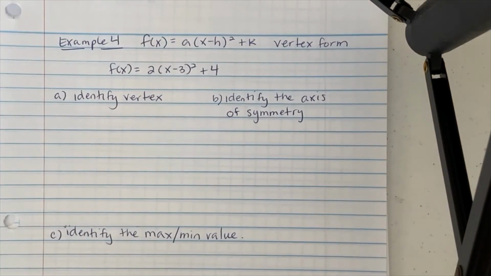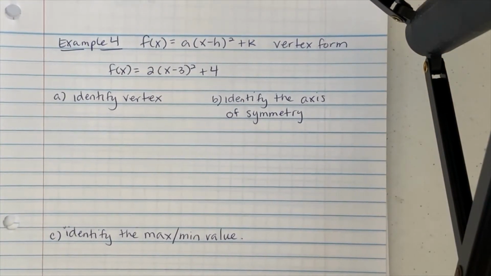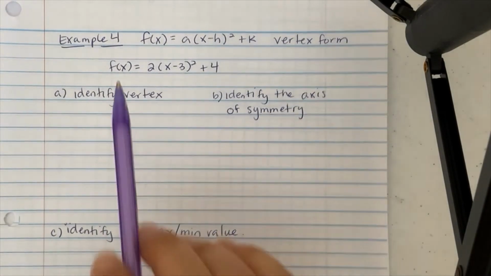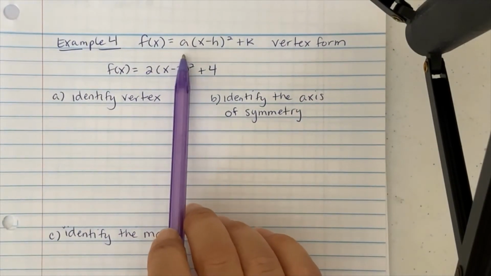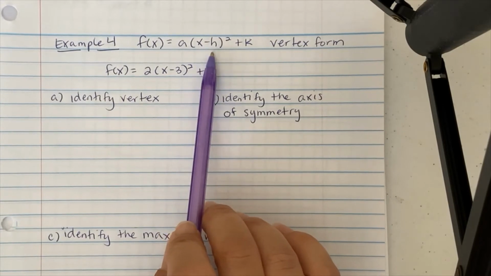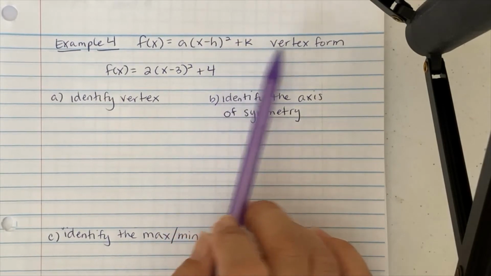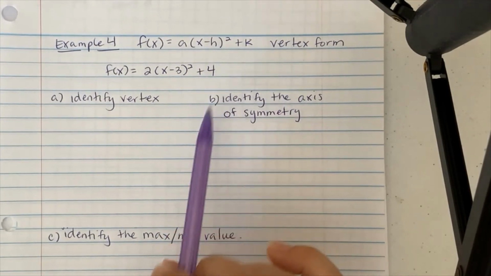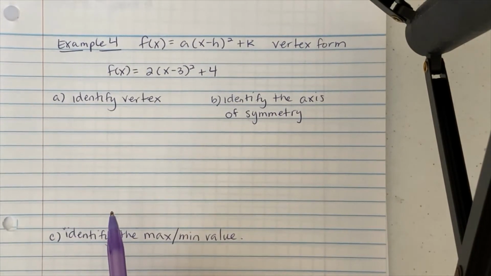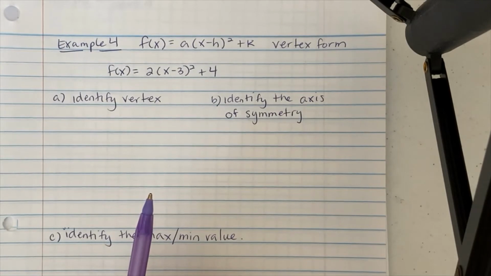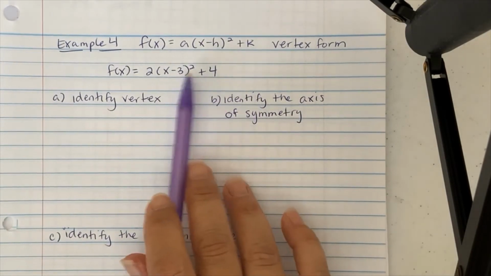You're probably wondering why we did the first 3 examples. That leads us to example 4, where it's f of x equal to a(x minus h) squared plus k. This is the vertex form. So example 1 started with a vertical shift. Example 2 started with a horizontal shift. And example 3 required us to have an a value. Now we're tying it all together to get to the vertex form.